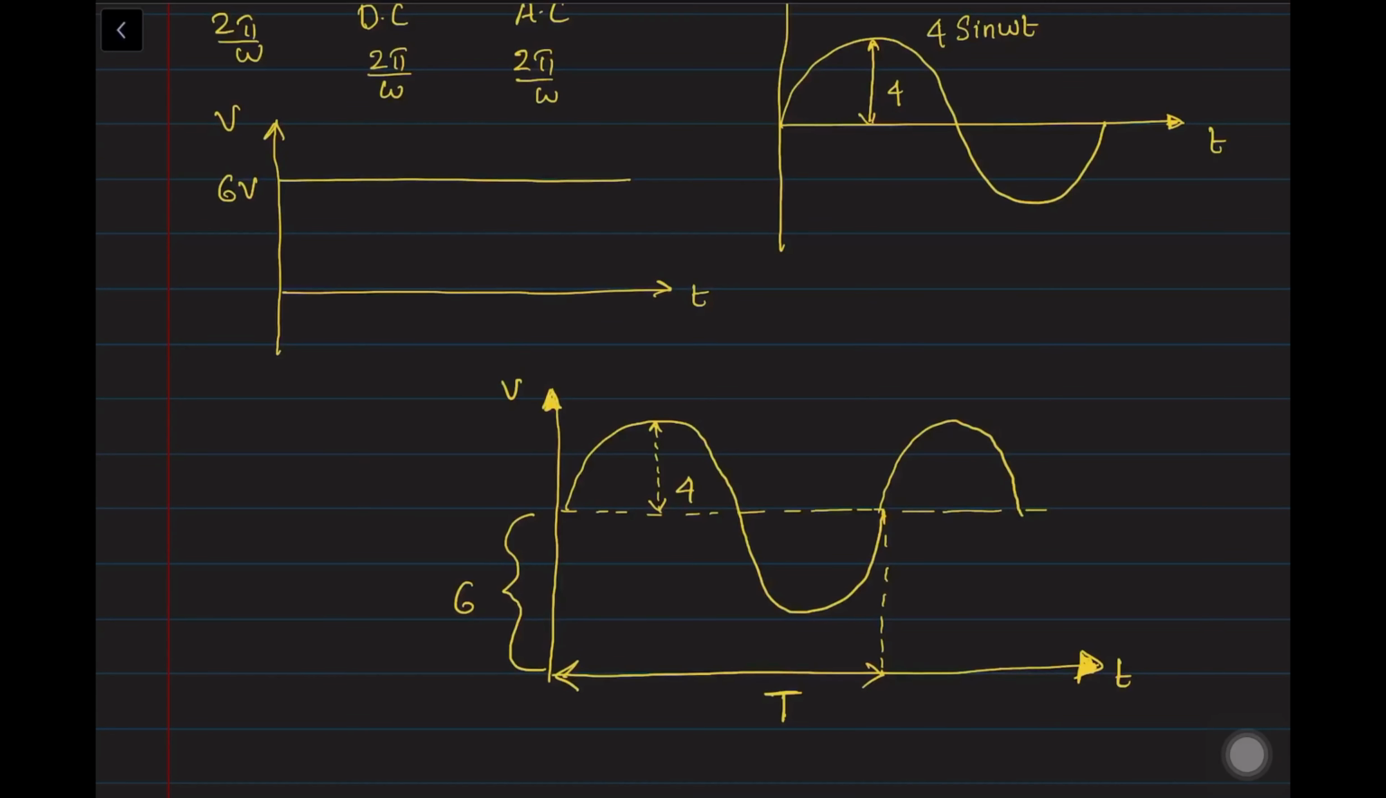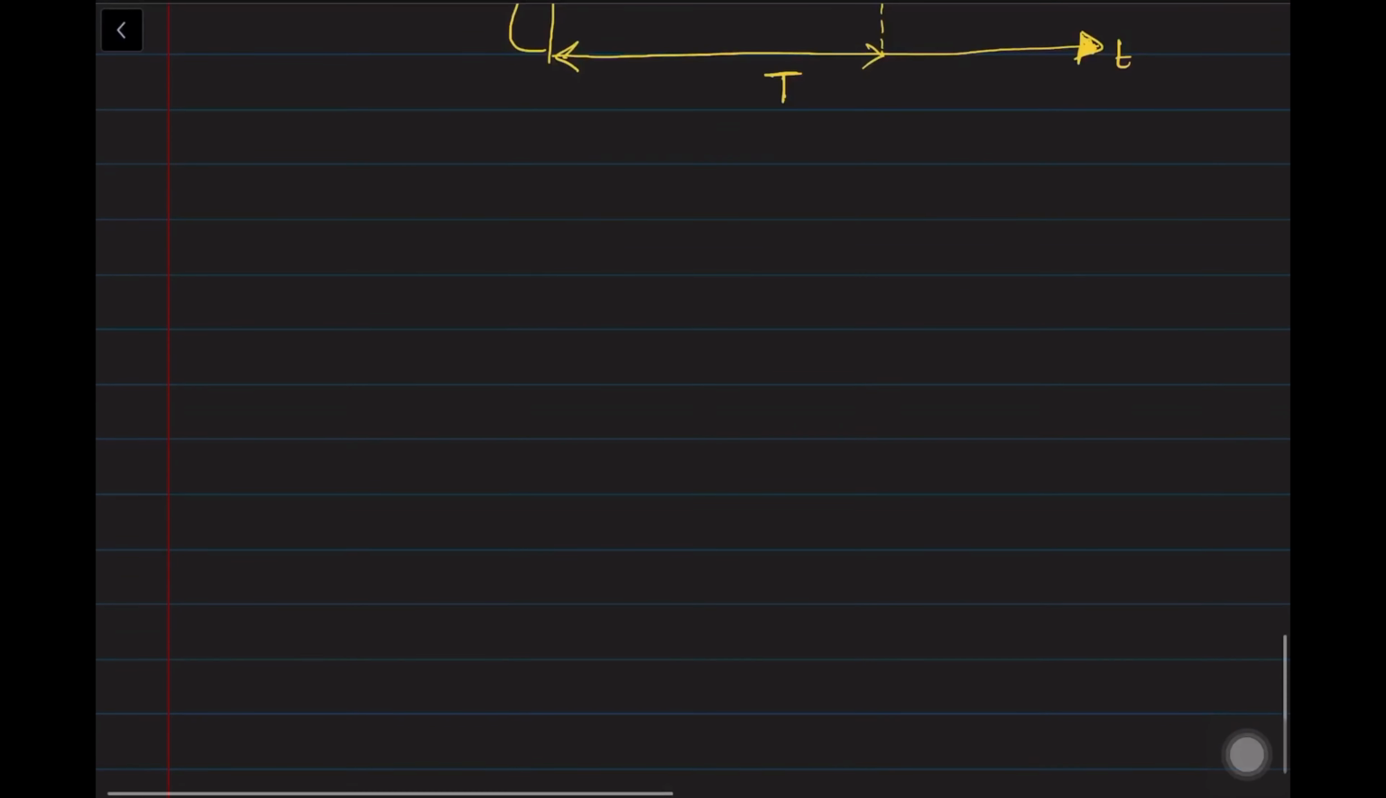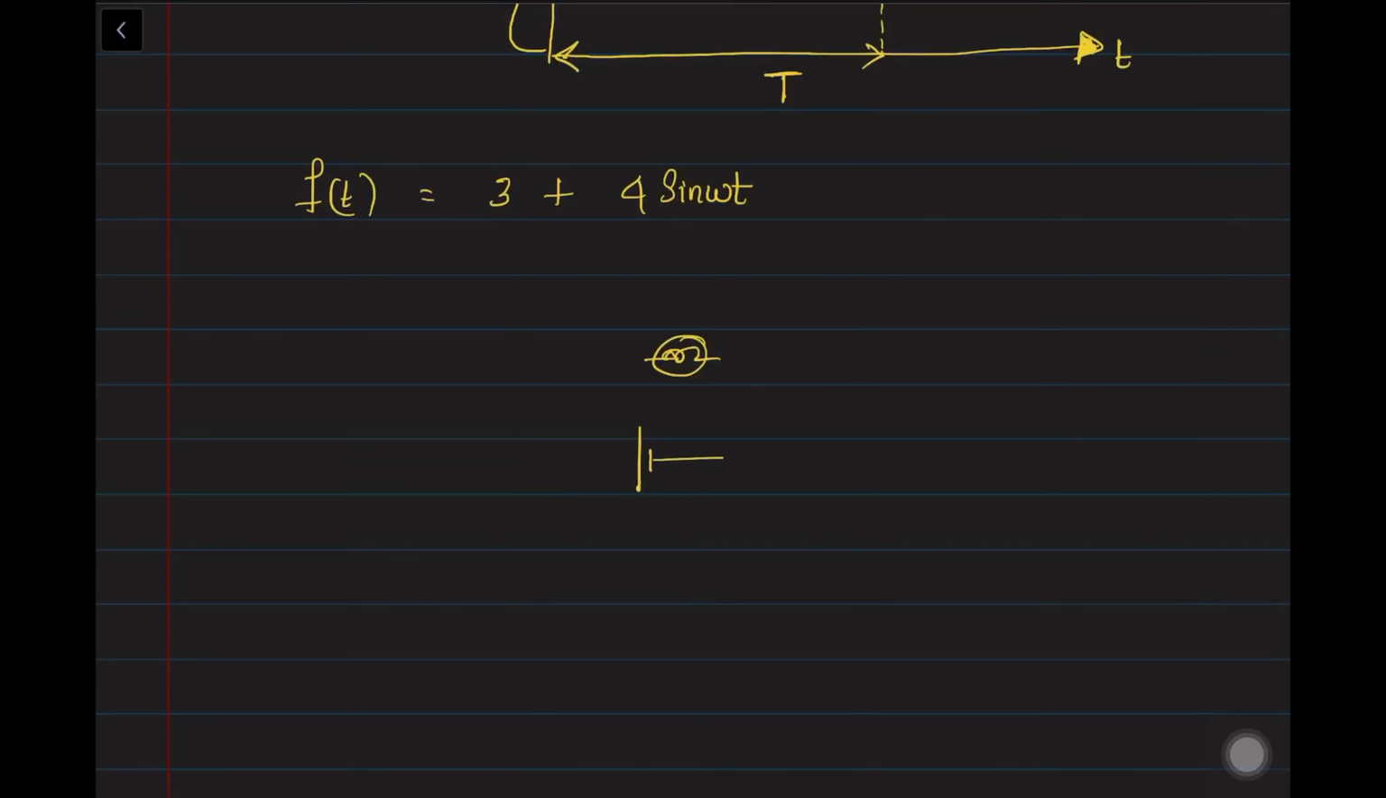Okay, now if you take another function, something interesting, f of t equal to 3 plus 4 sine omega t. Imagine if you connect a bulb. I'm going to connect a bulb along with a source, which is actually the combination of DC and AC. The DC voltage, let it be 3 volt, and the AC voltage, let it be 4 sine omega t. Can you just predict the brightness of the bulb, how it is going to change?